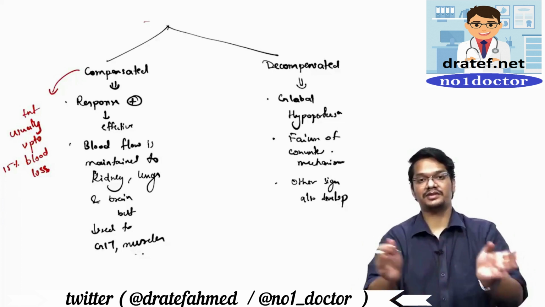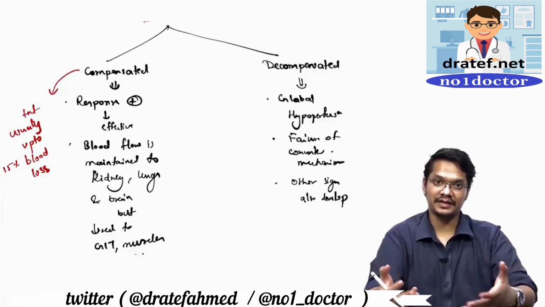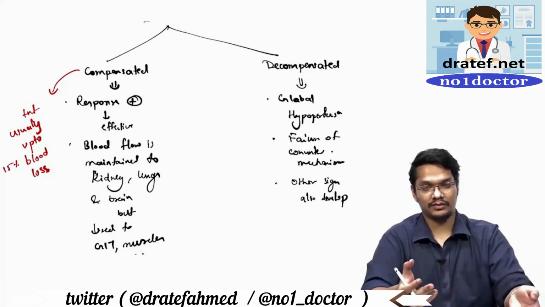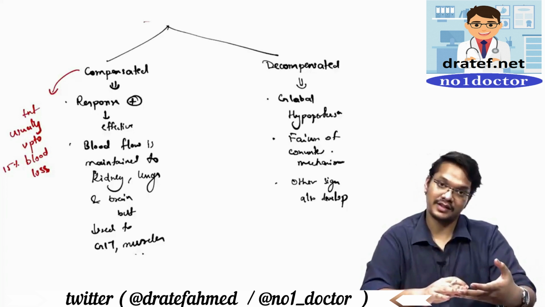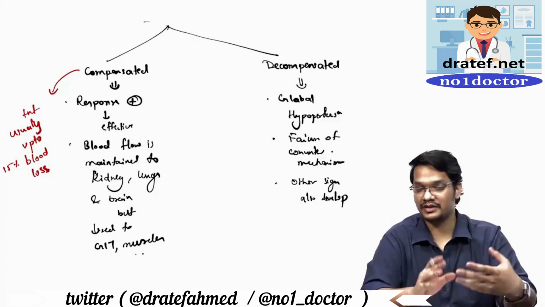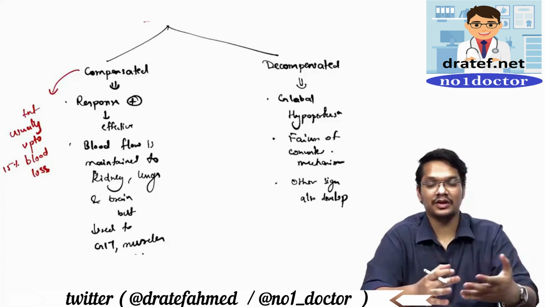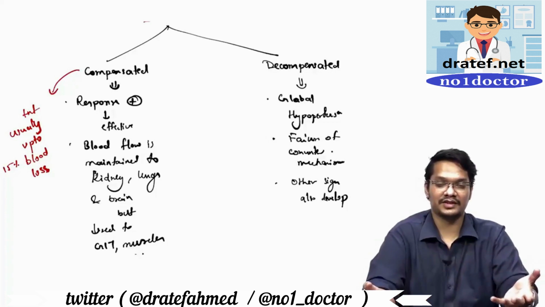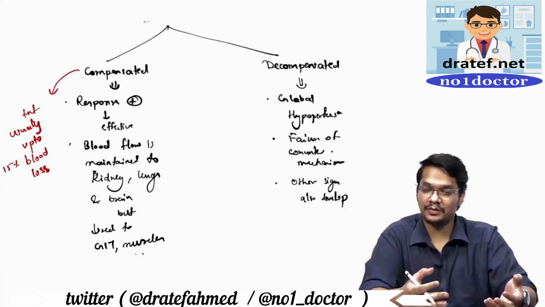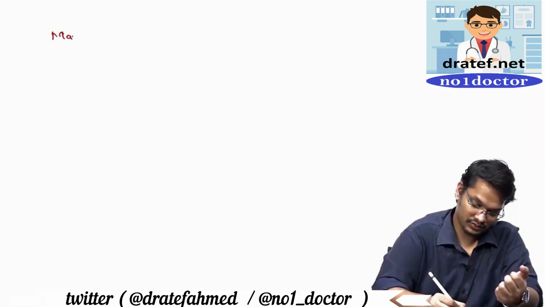So, compensated versus decompensated. Up to 15% blood volume loss, the body can easily compensate, and the body is in a compensated state of shock. At this time, there is tachycardia, there is vasoconstriction, and the blood flow is maintained to the vital organs. But once there is an excess amount of blood loss, and the blood volume has decreased more than a certain amount, the body can't compensate for it, and the patient goes into decompensated shock. Okay.